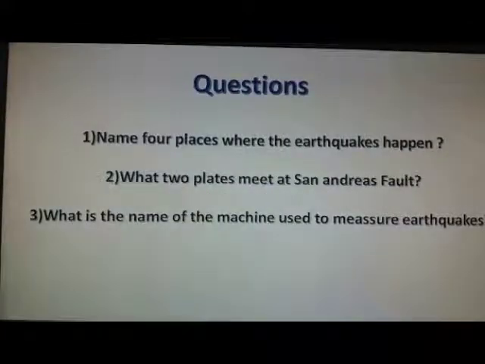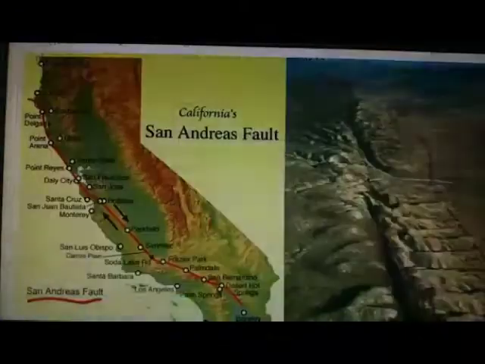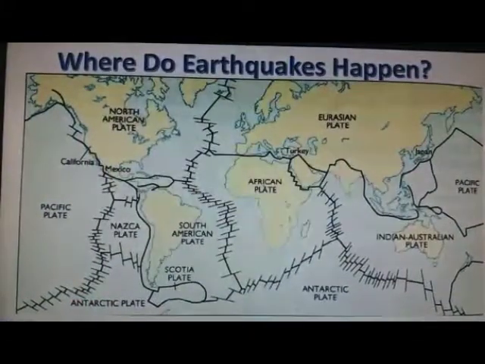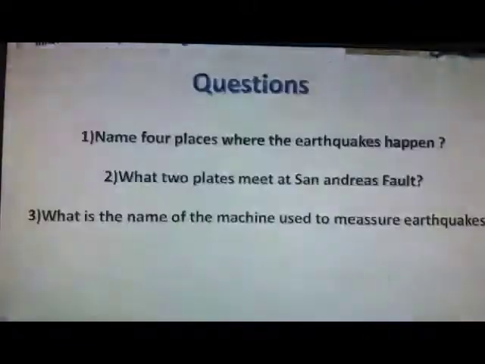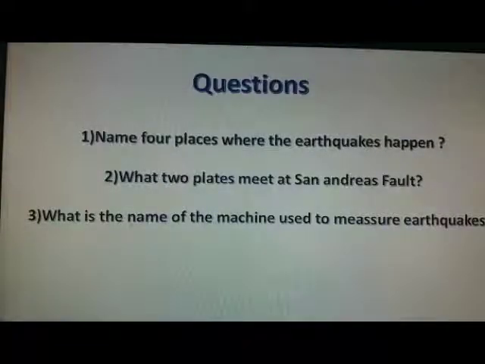Here there are some questions for you. Name 4 places where the earthquakes happen. You can tell me 4 places. You can go back to the map in there and see where the earthquakes happen. Next question. What 2 plates meet at the San Andreas Fault? You will go to the map and you see there are 2 plates. They get together there. What are the names? And what is the name of the machine used to measure the earthquakes? So you answer these questions and send me by Class Room, okay?